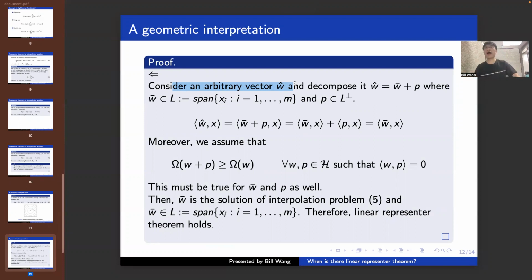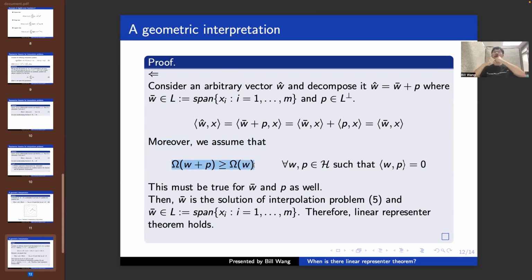Then we can decompose W hat into two vectors. The first vector, W bar, is from the span of the input data. And P, the second vector, is from the orthogonal space to the vector space spanned by the input data. Then from this decomposition, we know that the inner product of W hat and X is equal to that of W bar and X, because P is orthogonal to the vector space spanned by X.